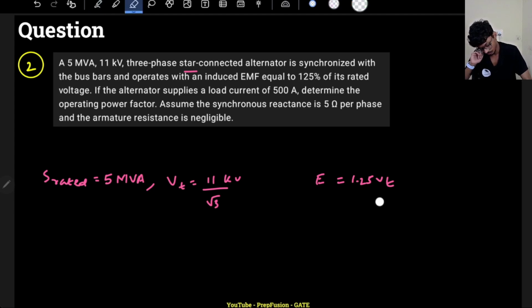Sorry, what I'm doing? Sorry, it is possible in all kinds of load. So its induced EMF is equal to 125% of its rated voltage.